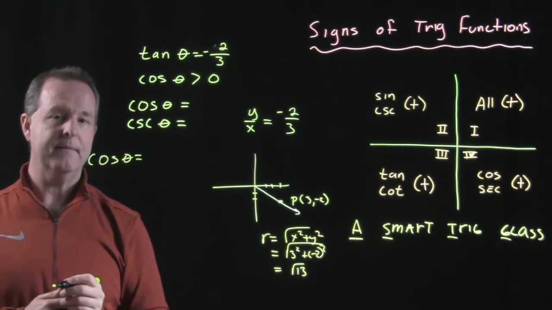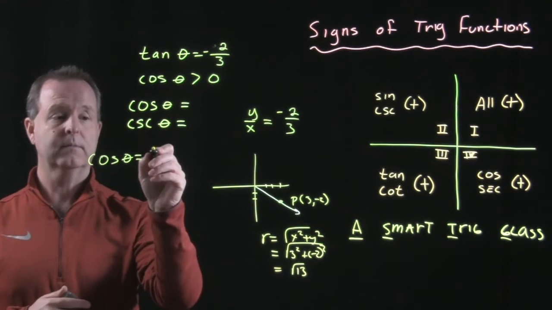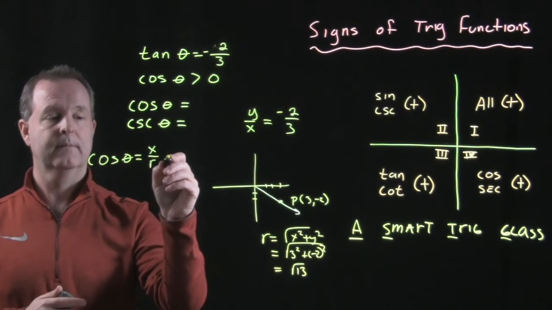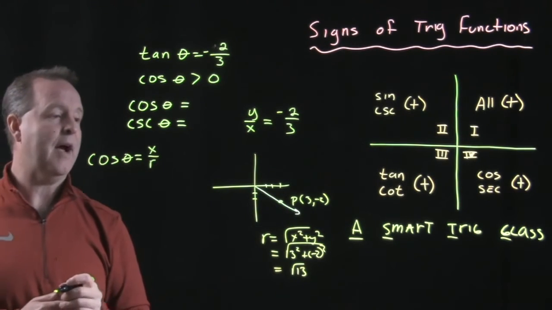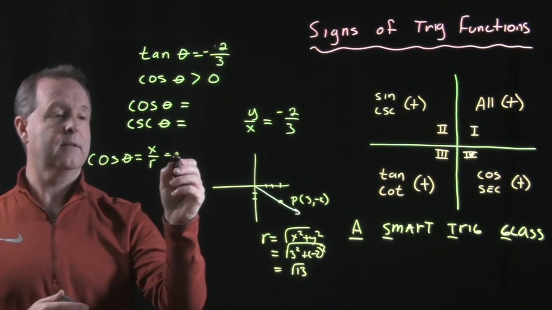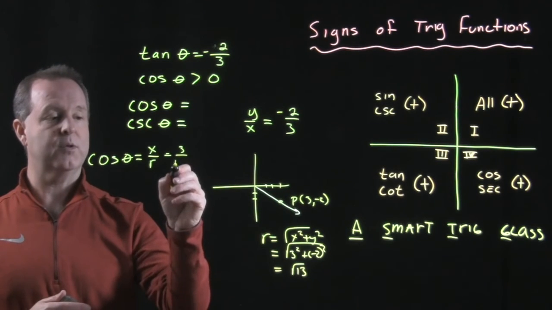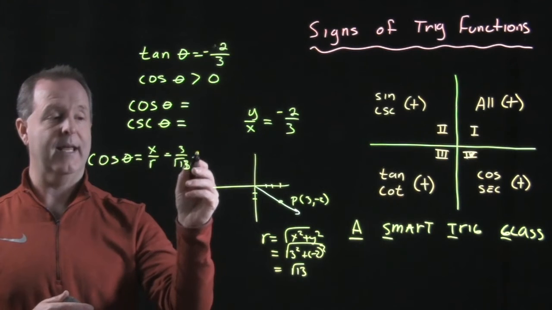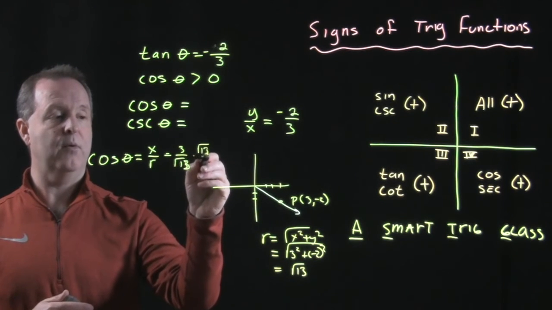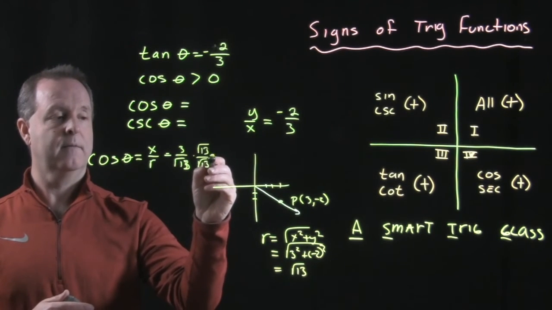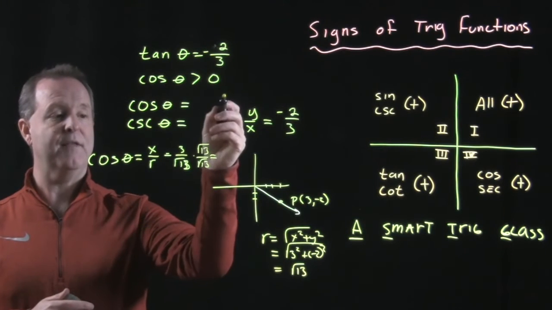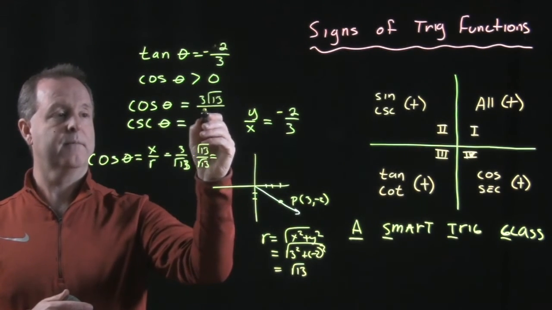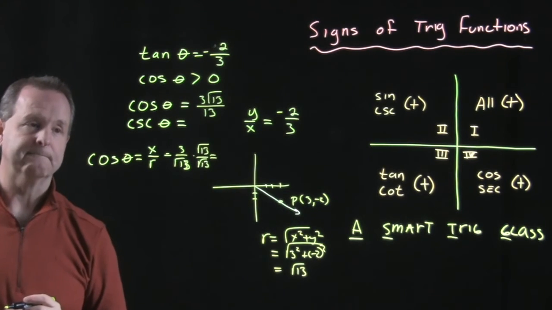Remember cosine of theta? That was my x value over my radius. So that becomes my x value, which is a 3, over my radius, which is root 13. And then we would need to rationalize that. So multiply both by root 13. And that equals a cosine of theta, which is 3 root 13 over 13.